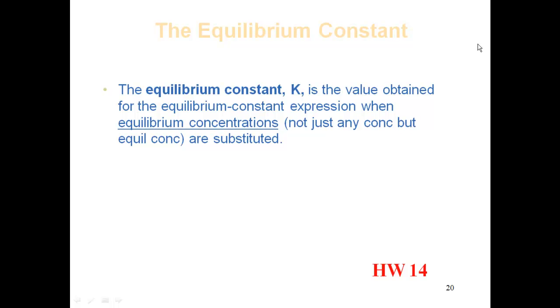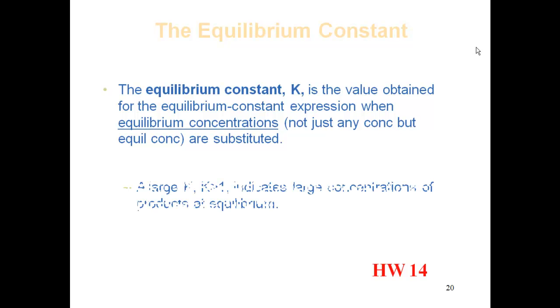That K also gives me some indication of which way things are shifting to reach equilibrium. At large K, K greater than 1, this is an indication that I have large concentration of products at equilibrium. Let's go back to your expression. You have K is equal to products over reactants. Well, for K to be greater than 1 and you have products divided by reactants, which one has to be bigger, your products or your reactants? Well, since products is in the numerator, this has to be a larger value than reactants.